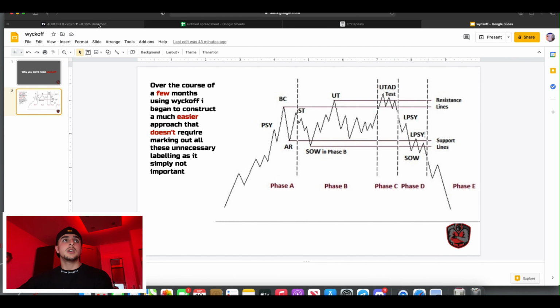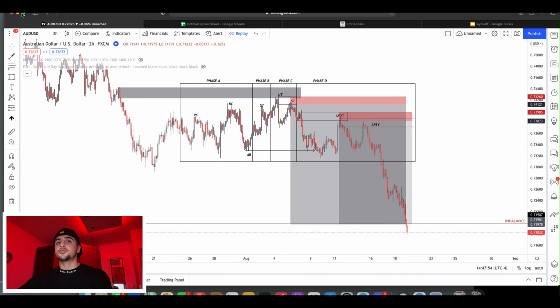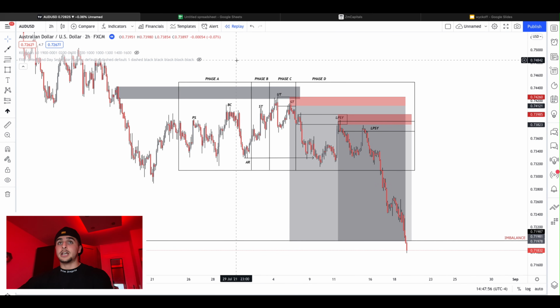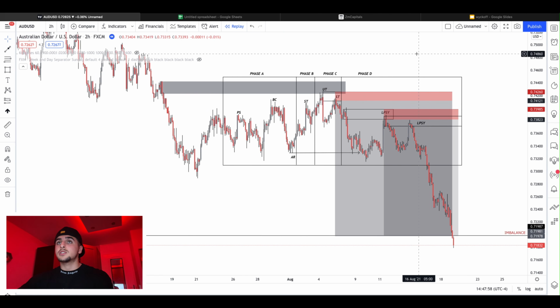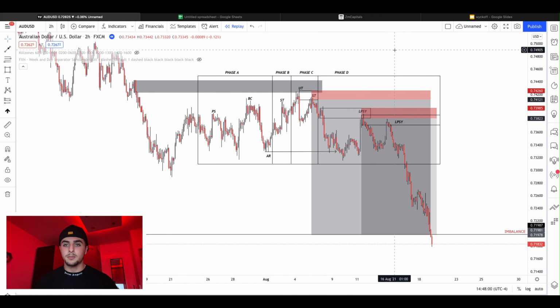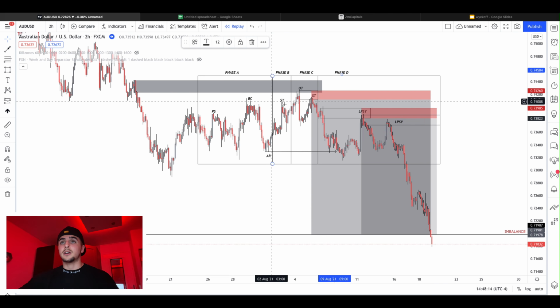Right here I have an example of the Australian dollar, okay? What I have marked out right now is an example of marking out the whole schematic, and then I'm going to show you guys an example where I don't mark out or label any areas of the schematic, a much easier and simpler approach than having all of this unnecessary stuff on your charts.